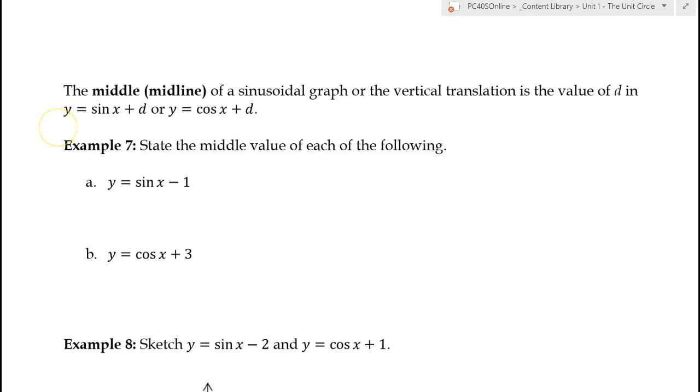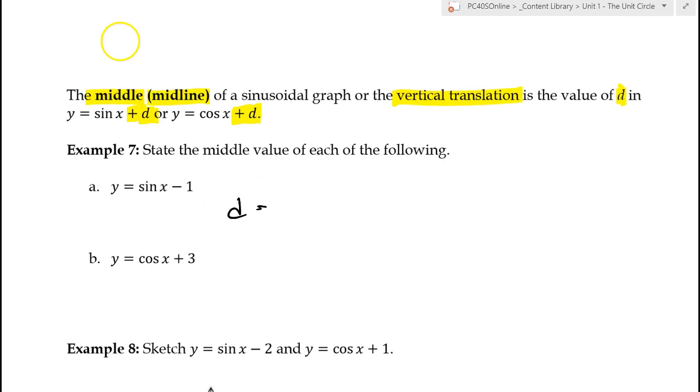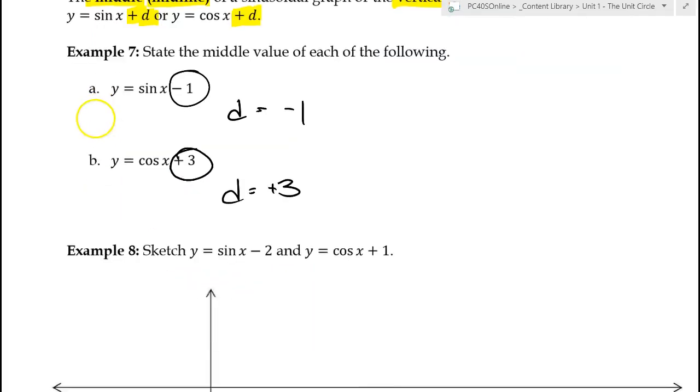Now our midline, or middle, you might see, or vertical translation, is represented by D. It's added at the end. So again, going back to straightforward signs meaning what they mean. For the midline, or D value here, in this equation, we're looking at the constant tacked on at the end, so it would be -1. Here, it would be +3.